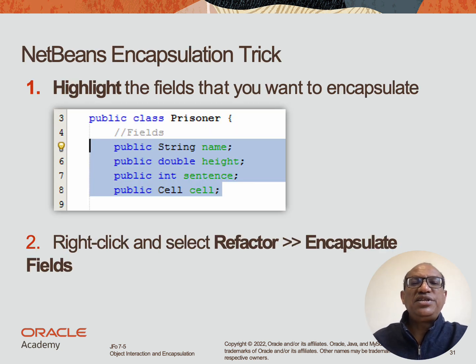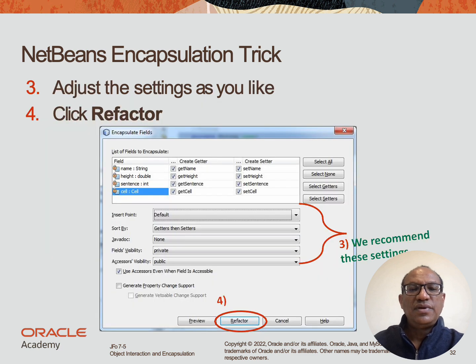If you are using NetBeans, here's the trick. Highlight the fields you want to encapsulate, right-click, then Refactor, then Encapsulate Fields. Then tweak the settings to your liking, click Refactor, and boom, NetBeans auto-generates your getters and setters. This saves time and avoids typos.